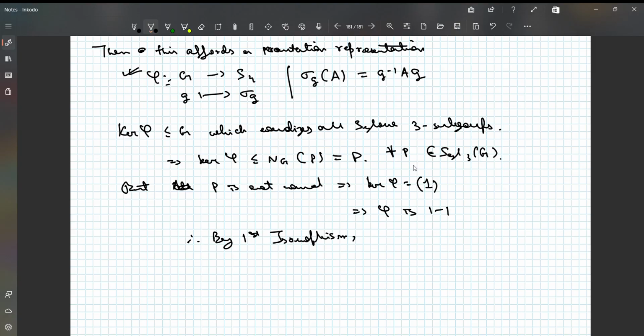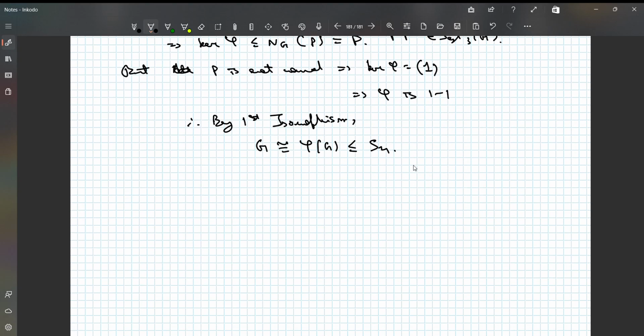But the kernel of phi is coming out to be just 1. So we have G isomorphic to phi of G. This is due to homomorphism: the image of a group under a homomorphism is a subgroup of the codomain group. So G is isomorphic to its image under phi, and this phi of G is a subgroup of S4. That's precisely what we have.